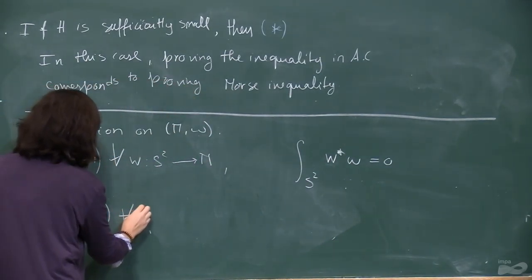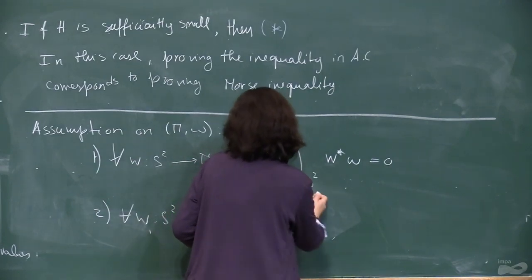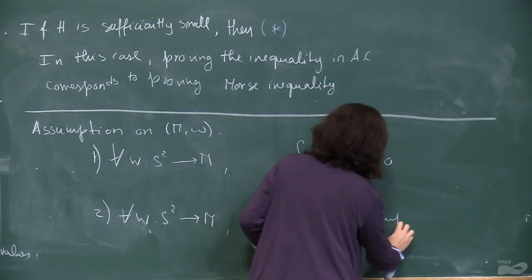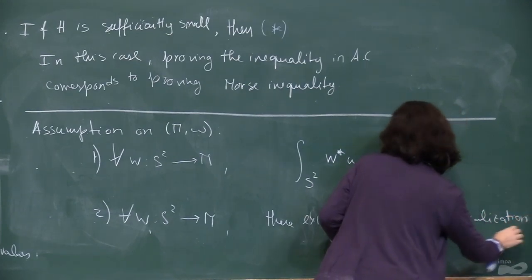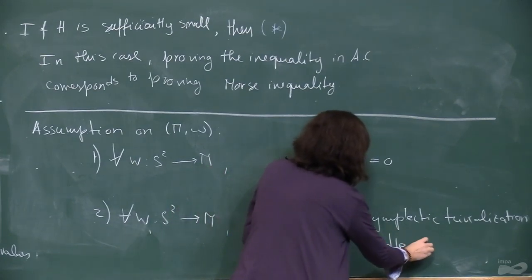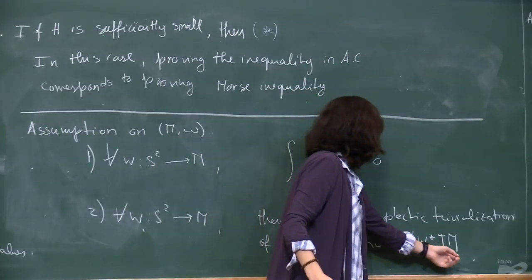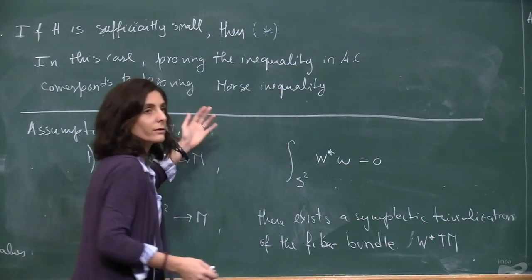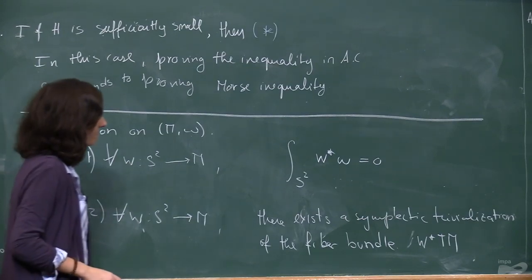And the second assumption is again that for all spheres in M, the symplectic manifold here, there exists a symplectic trivialization of the fiber bundle, my sphere is called w, so w star of TM. So there is a symplectic way to find a trivialization of TM along this sphere. And I'll say during the construction at least some places where I'm using these hypotheses or these assumptions.